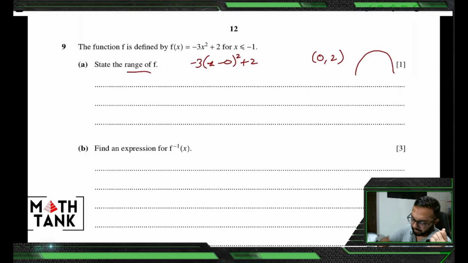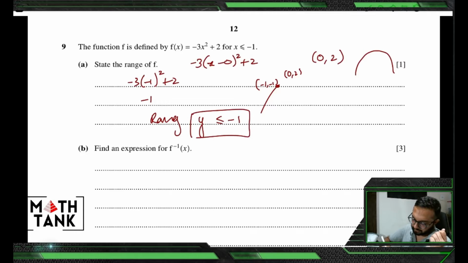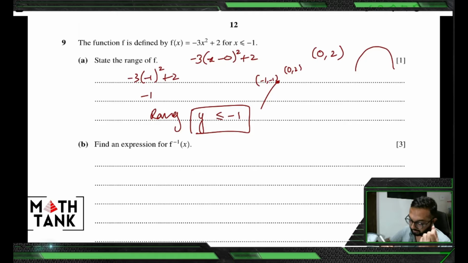It says find the range of f. So I can draw a small sketch. I can say that this point is (0, 2), but this curve is not starting from 0, it's starting from minus 1. So it's starting somewhere from here. So I'm going to have to find where minus 1 is. That gives me minus 1. So this is (minus 1, minus 1). And the curve is going to the left. So I can erase the right hand side of the curve and say that the range of this is y is less than or equal to minus 1 as well. If the domain is less than or equal to minus 1, the range is also that.